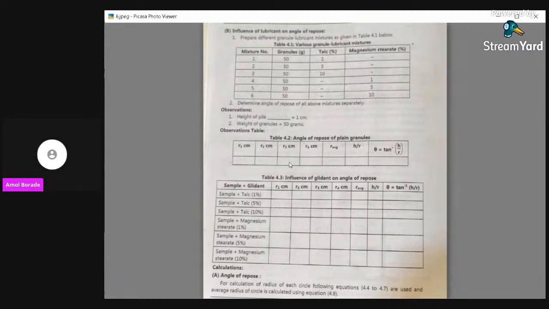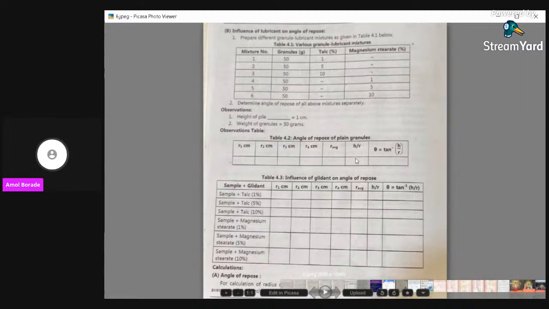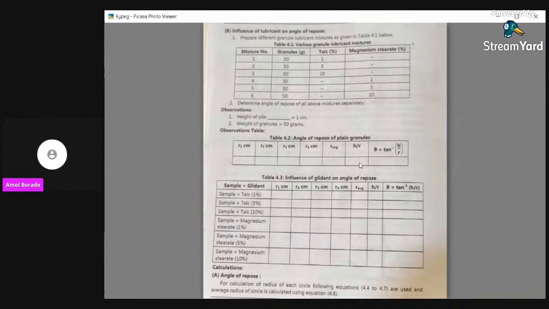In the 6th column, H upon R, you have to mention the value that you got for the first batch. Basically, it is pure granules only; nothing you have added. Then you already got the height and radius of the next batch, which is 50 gram granules plus 1%. Mention that over here.